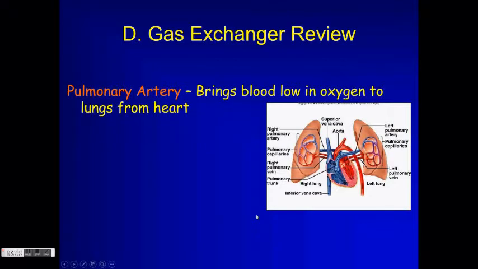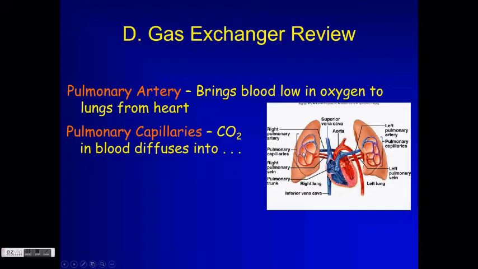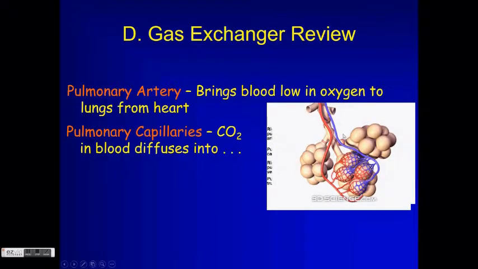Gas exchangers, things that we've already learned about to some extent. Remember, it is very closely tied to your circulatory system. So the pulmonary artery that leaves the right ventricle is heading towards the right lung and branching off to the left lung too. It's bringing blood that is low in oxygen to the lungs from the heart. Once we get to the lungs, we have to start to zoom in on those lungs and those pulmonary capillaries that are present, again shown here.